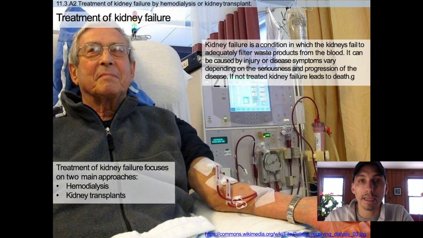We also have treatment of kidney failure. Because the kidneys are so important, kidney failure can be very dangerous. So treatment of kidney failure focuses on two main approaches, which is hemodialysis, which is what you see here. This is a dialysis machine, and also kidney transplants. So kidney failure is what happens when the kidneys can no longer adequately filter the blood. And what can happen there is that you get a buildup in toxins, you get a buildup in nitrogenous waste in the blood, and that can cause damage to the cells. And if not treated, kidney failure can be very serious and can lead to death.